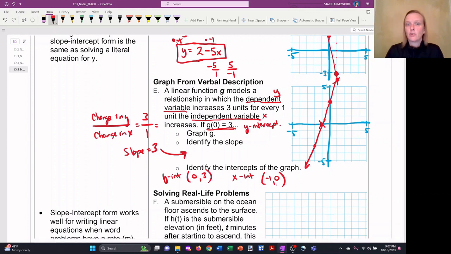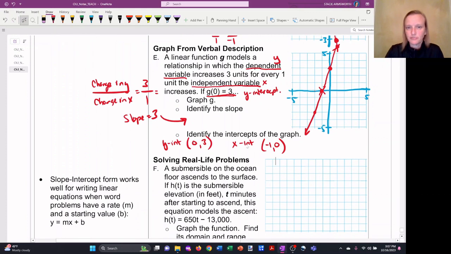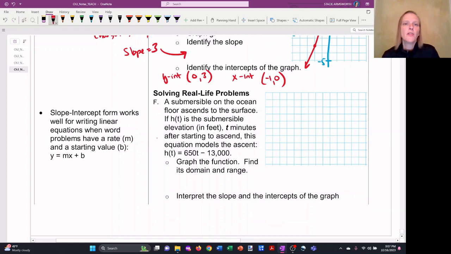Let's apply this to a real-life problem now. A submersible on the ocean floor ascends to the surface. If h of t is the submersible elevation in feet, t minutes after starting to ascend, this equation models the ascent. H of t equals 650t minus 1300. Let's take this apart and figure out what each of these components of the equation mean.